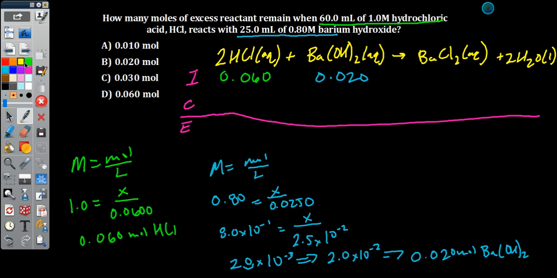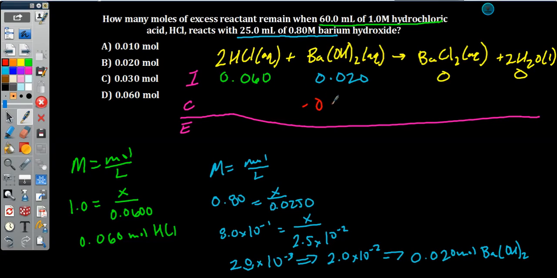All right, initially I don't have any product, and then I've got to choose one of my reactants to be limiting. The way that I do it is I look at my initial number of moles, divide by the coefficient. Whichever number is smaller is limiting. So 0.06 divided by 2 is 0.03. 0.02 divided by 1 is 0.02. Clues me into this being the limiting reactant.